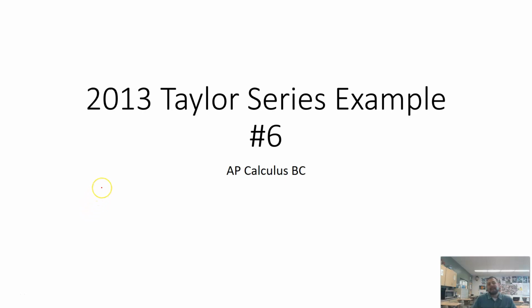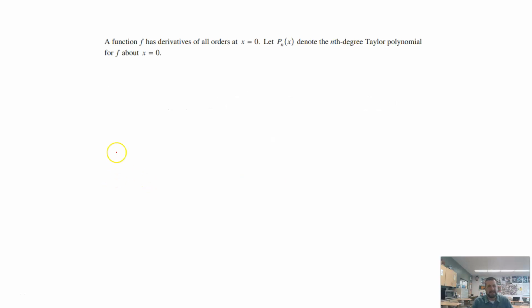All right, guys, so what we're looking at here is an example from 2013 of a Taylor series, okay? And so let's just jump right in and take a look at what it says. And it doesn't give us much information. Usually Taylor series problems give us more information than this one. But this says the function f has a derivative of all orders at x equals 0. That just means the derivative exists forever.